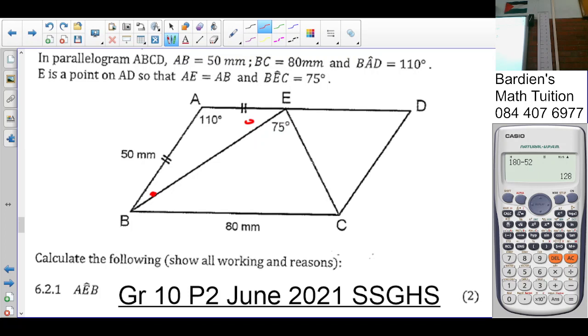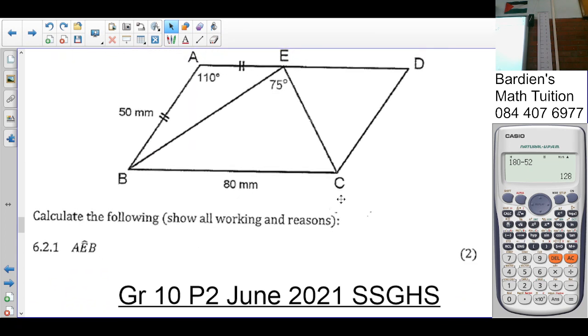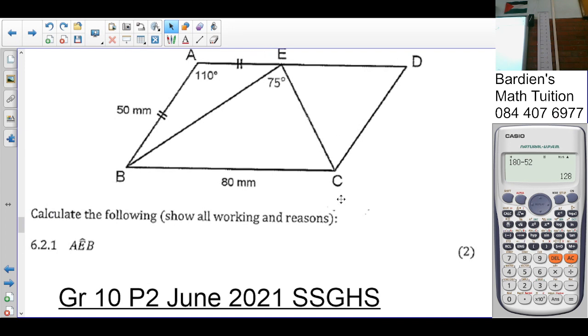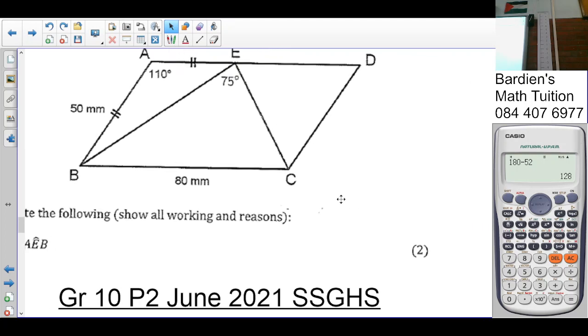Then we are told that BEC is equal to 75 degrees. Right. So everything that is given is on this diagram, besides the fact that that is a parallelogram. Okay. Calculate the following, showing working out with reason. 6.2.1.